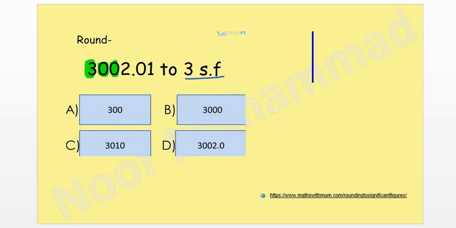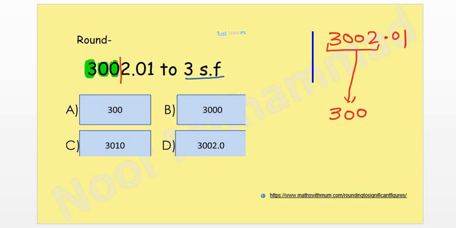So I will draw a line over here. Now when I look at the next digit, it says ignore. So most of the students were thinking that your answer will be 300. Do you think 300 is a reasonable number to round a number that was 3002.01? Is it reasonable to round 3002 only to 300? It's not reasonable, it's not justified.